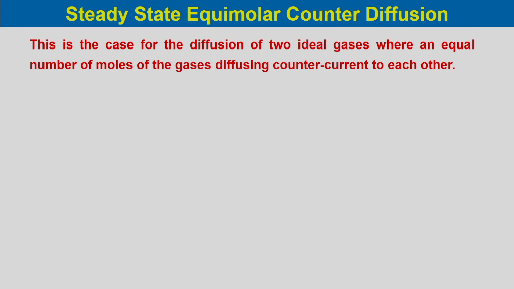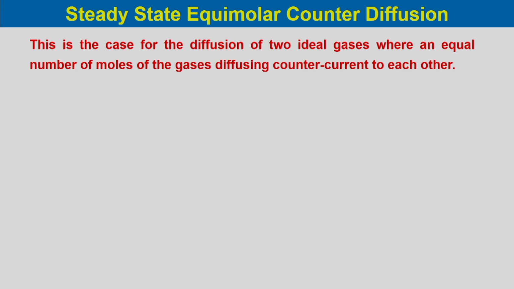Now, steady state equimolar counter diffusion. This is the case for the diffusion of two ideal gases where an equal number of moles of the gases are diffusing counter-currently to each other. In this case, N_B would be equal to minus N_A, which is equal to constant, and so from this we can write N_A plus N_B is equal to 0.